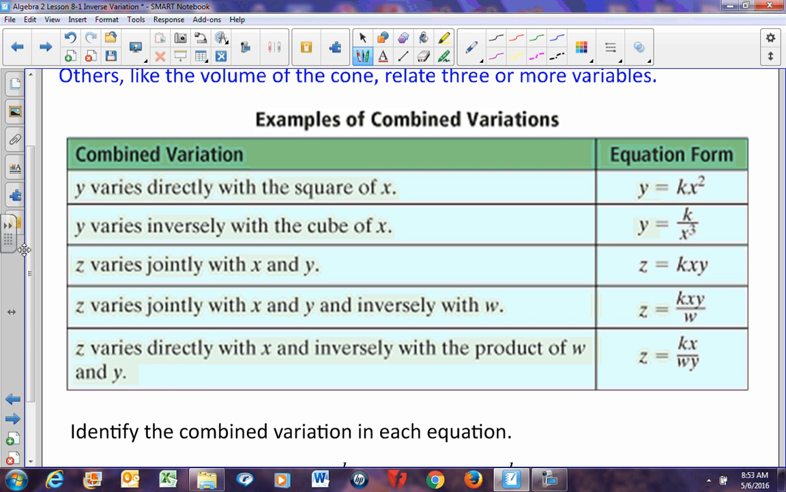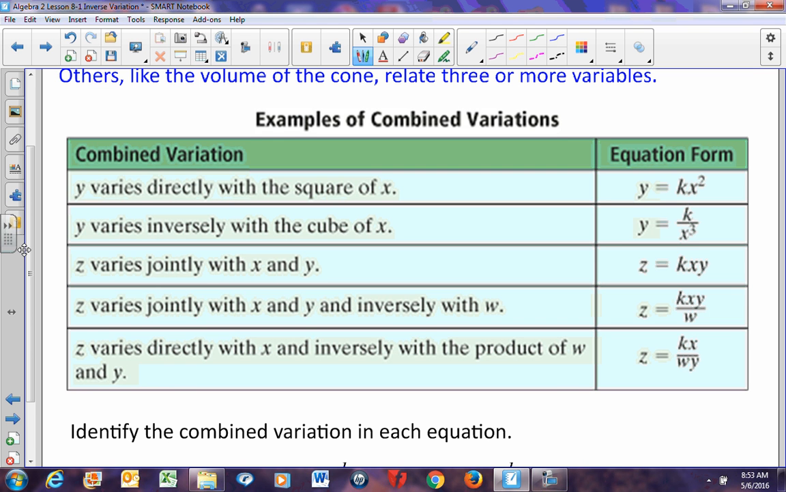How about z varies jointly with x and y? That means z equals kxy. Remember, every single time here, k is your constant of variation. These are considered to be combined variations. They can be a combined direct variation, they can be a combined inverse variation, it can be a joint variation, which means you're multiplying.